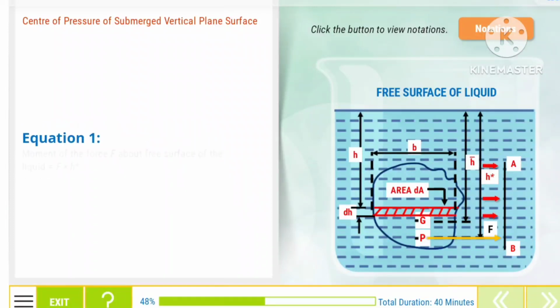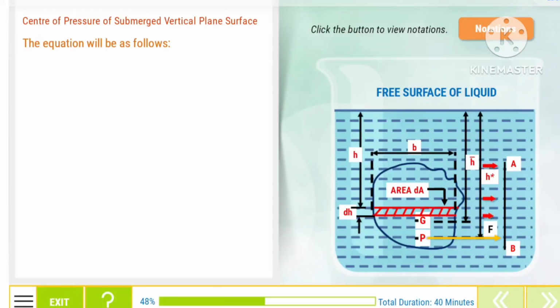Hence, moment of the force F about free surface of the liquid is equal to F into h star. Let's consider this as equation 1. Let's take a look at the equation for calculating the center of pressure.